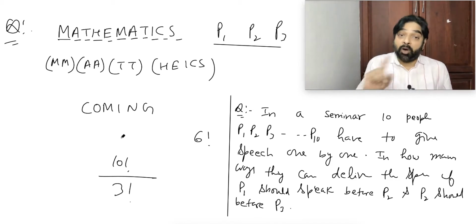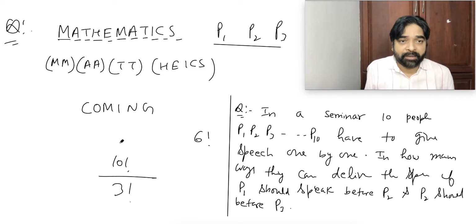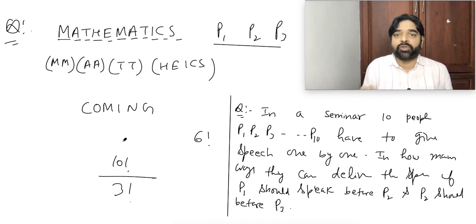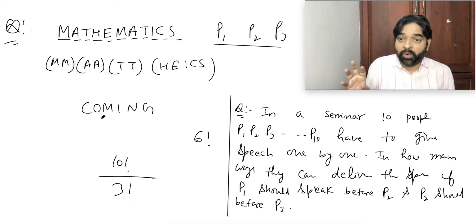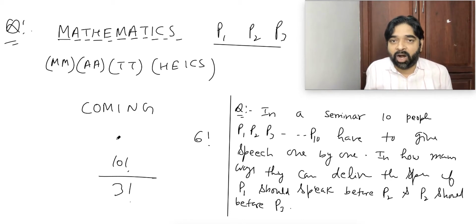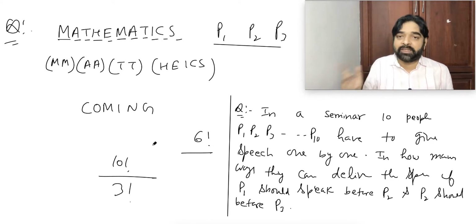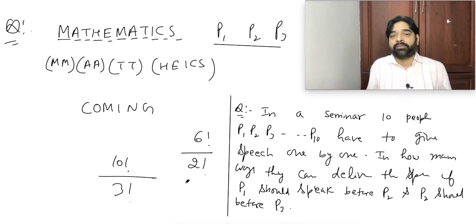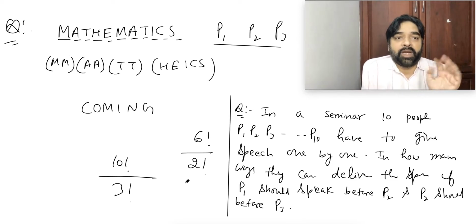If I say, in how many ways can I arrange the letters of the word COMING so that the vowels should not change their order. Means O is before I, so O should always be before I. Am I right or not? The order of the vowels should not change. So what do you say? 6 factorial, with O and I considered identical objects, divided by 2 factorial. Could not understand? Is it clear to everybody?